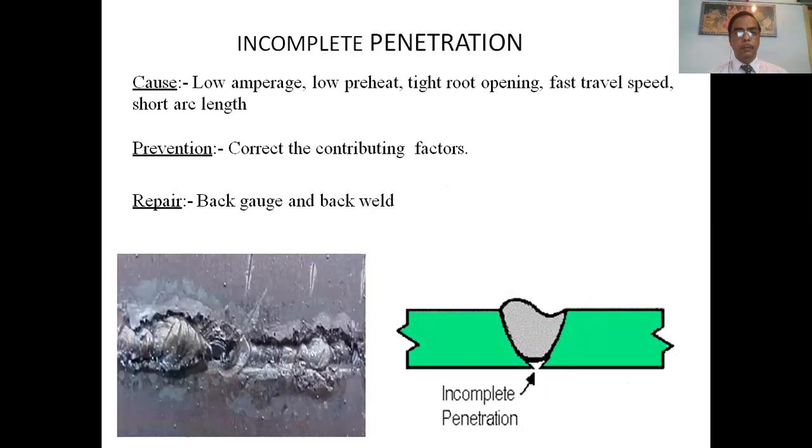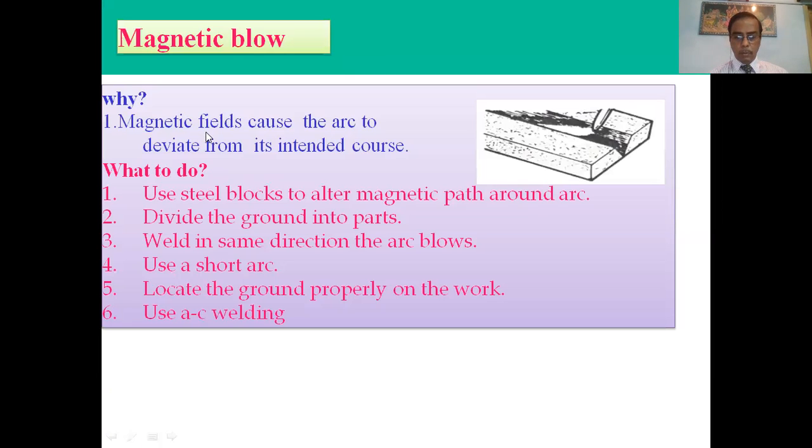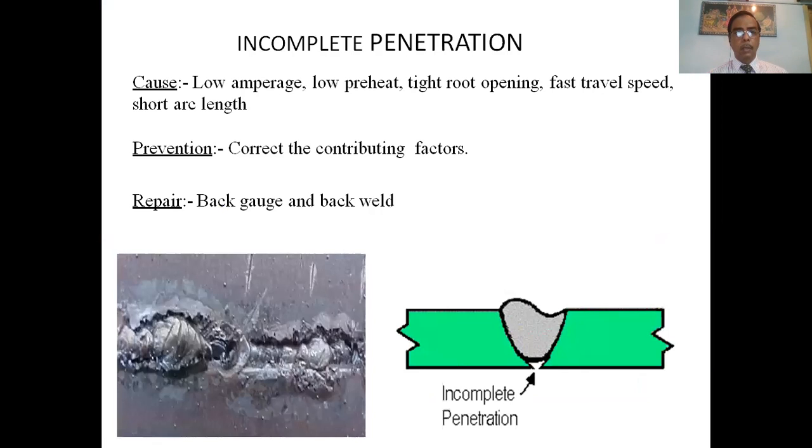Incomplete penetration. Penetration is very important for any welding joints, mostly butt joints and others also. Causes: low amperage, low preheat, tight groove opening, fast travel speed, or short arc length. This is short arc length. Prevention: correct the contributing factors.